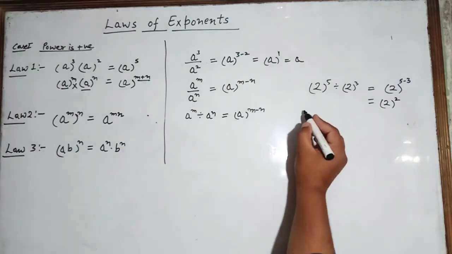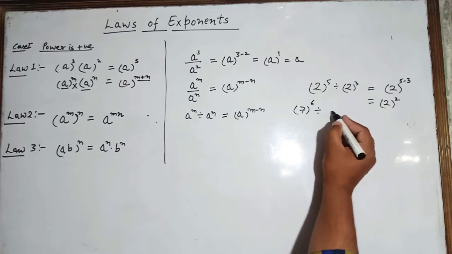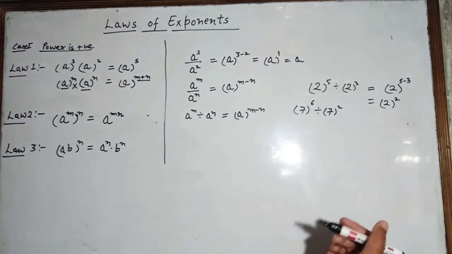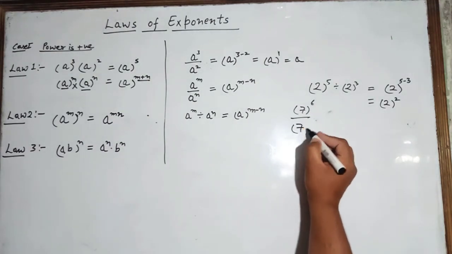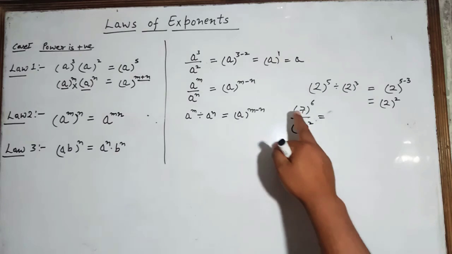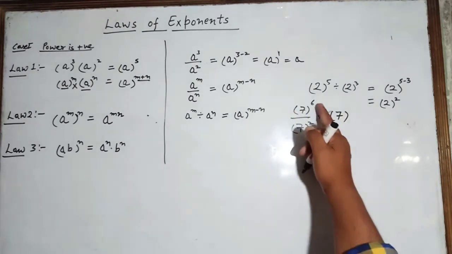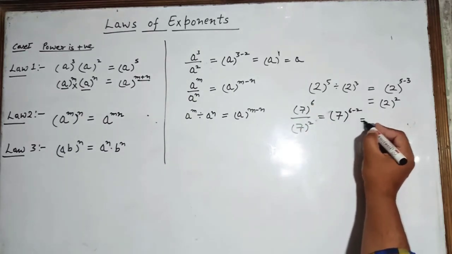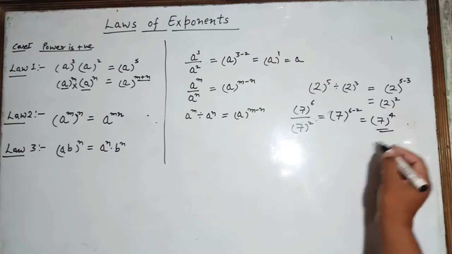In the same way, if it is 7 to the power 6 divided by 7 to the power 2, what will be our answer? You know that the base will remain the same, 7 we will write, and the powers we will subtract. So 6 minus 2. It will be equal to 7 to the power 4. This will be our answer.